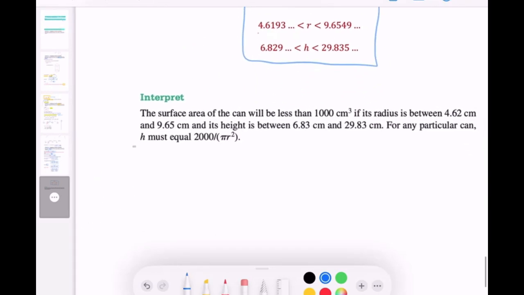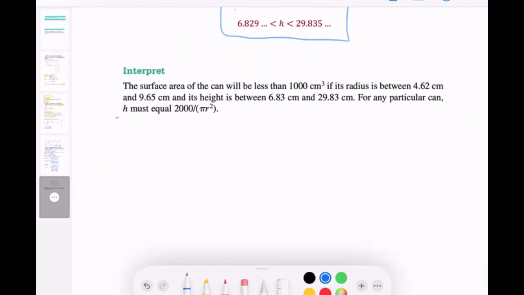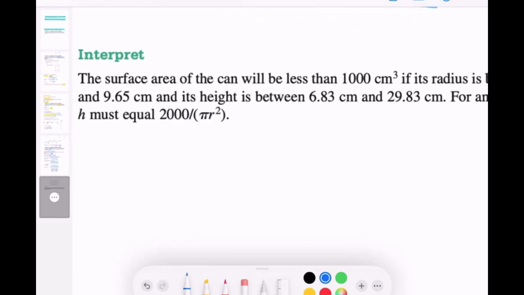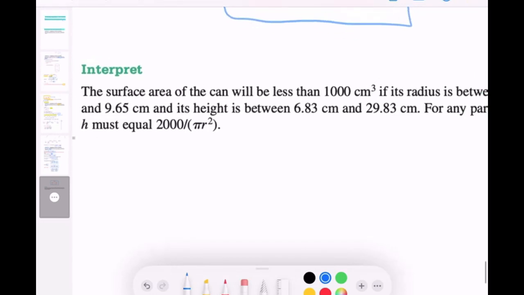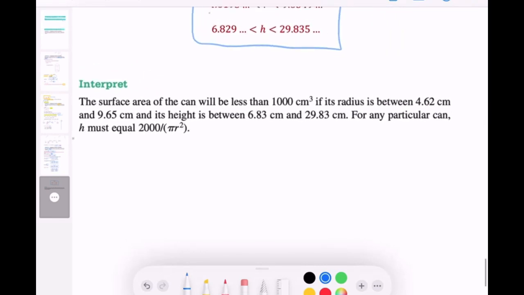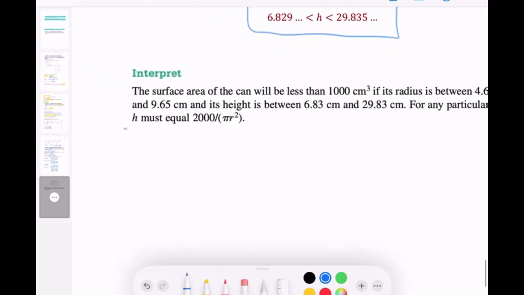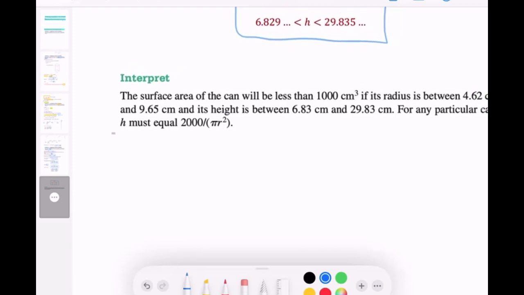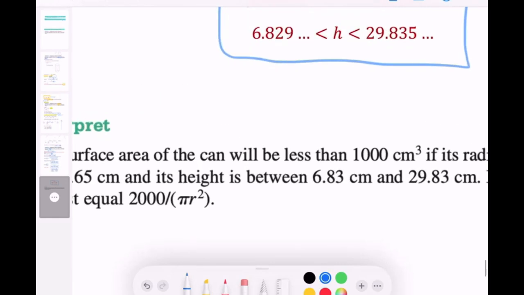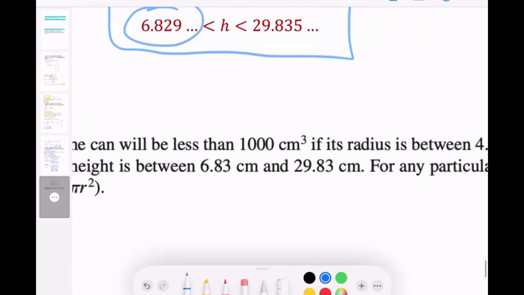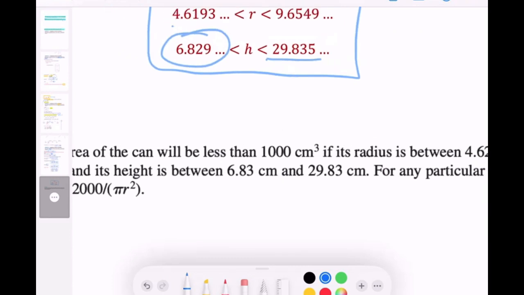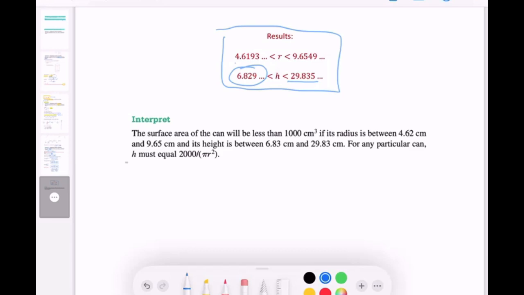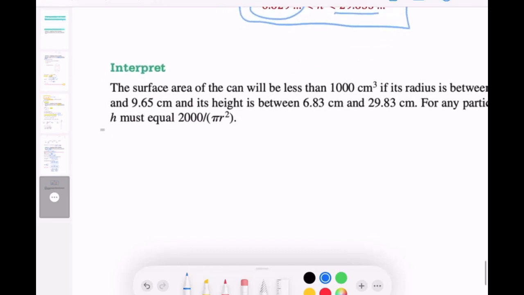Conclusion: we have to put it into the context of the problem. The surface area of the cone will be less than 1,000 as required if its radius is between 4.62 centimeters and 9.65, approximately, and the height, h, is between 6.83, we have to round this to 6.83, and 29.84. This is the rounding for our answer. The book got a different rounding because they got a different answer, you don't need to worry.